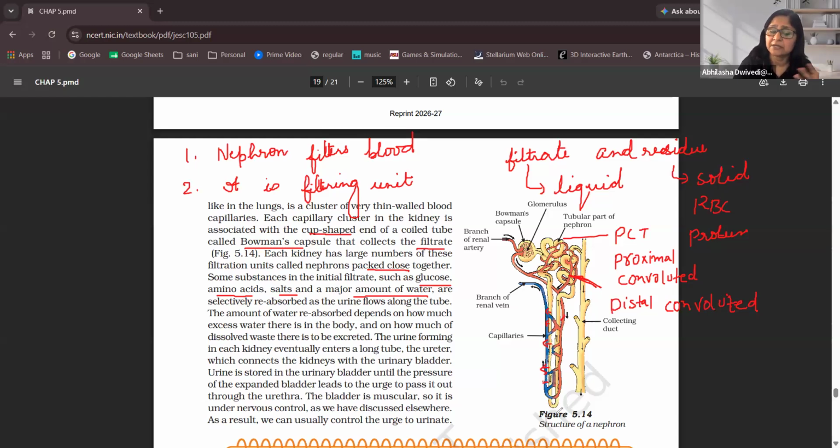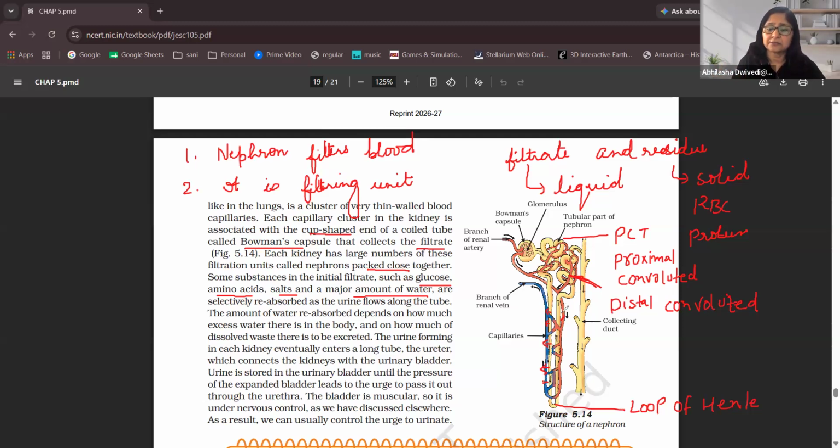The loop is very interesting. Again, for CBSE, you don't have to learn it, but for other syllabi like GCSE, IGCSE, even AP Bio, you have to understand it for sure. So this is called the loop of Henle or Henle's loop, anything is fine. From here, it goes towards the distal convoluted tubule.